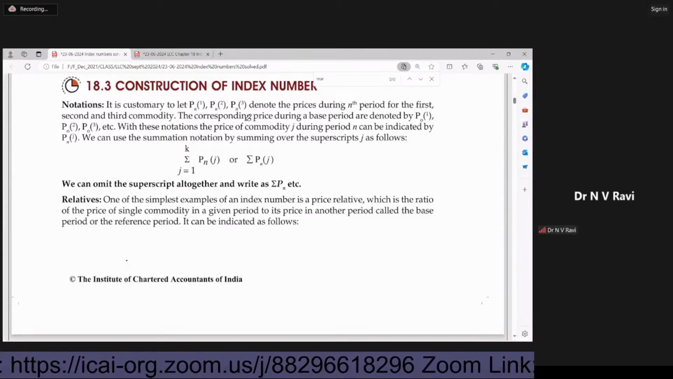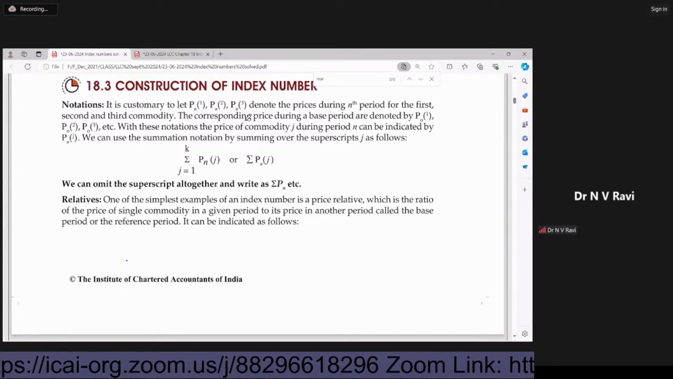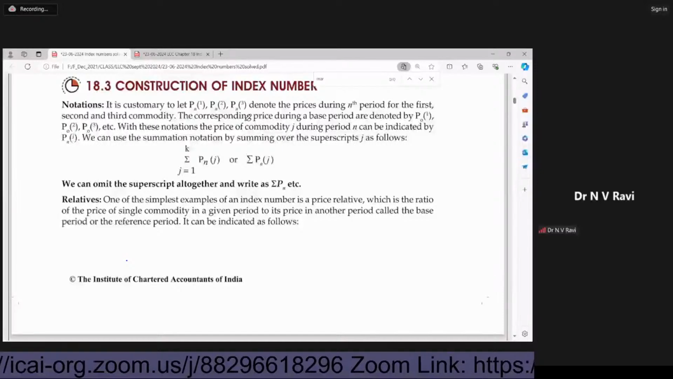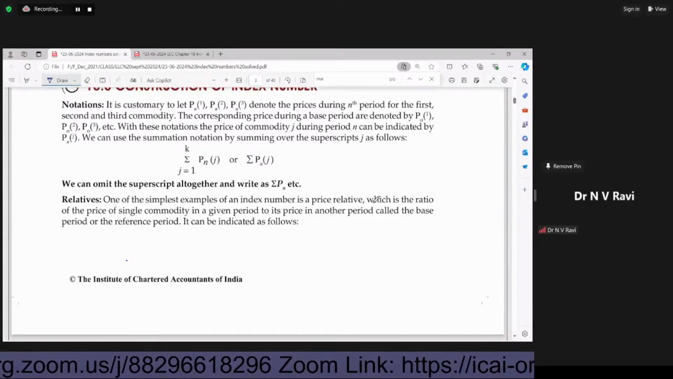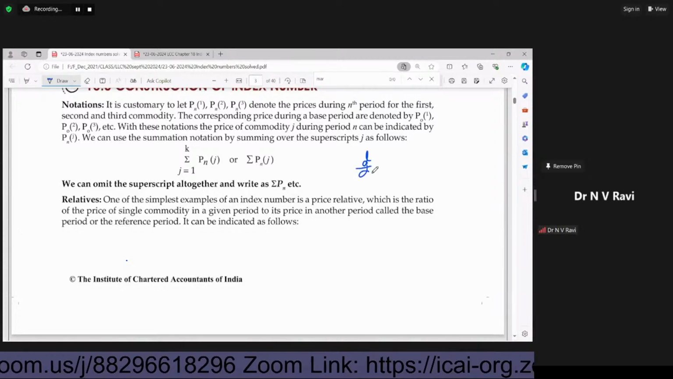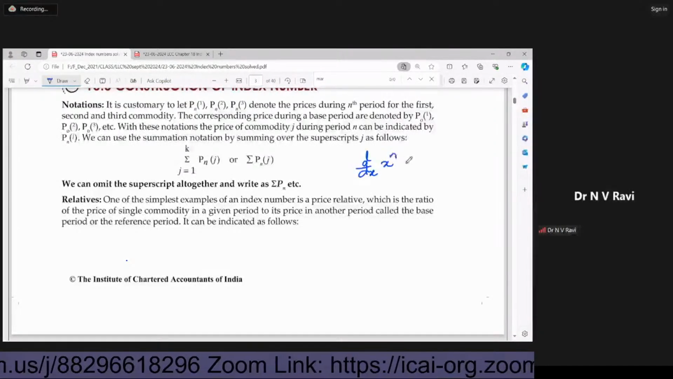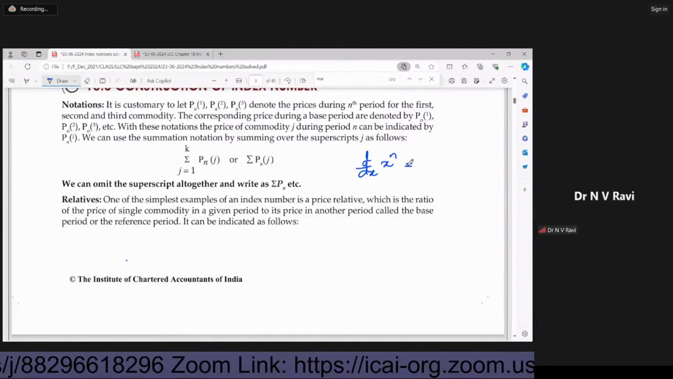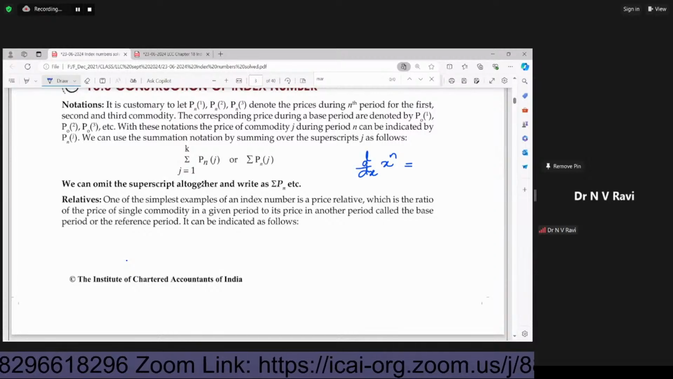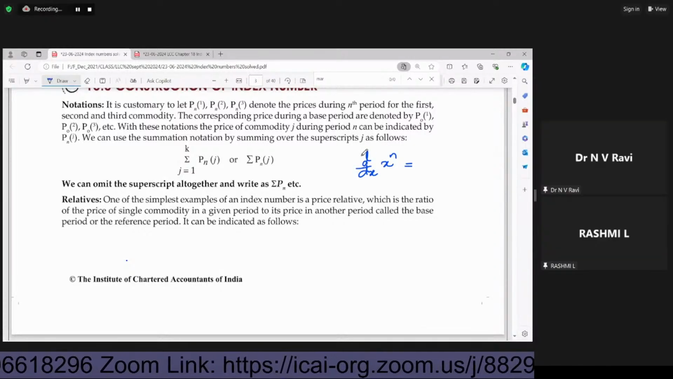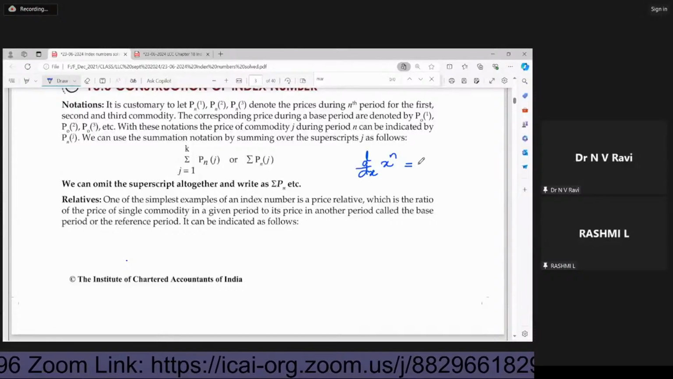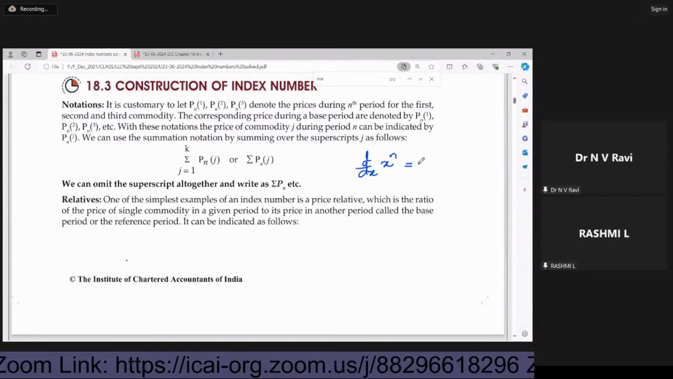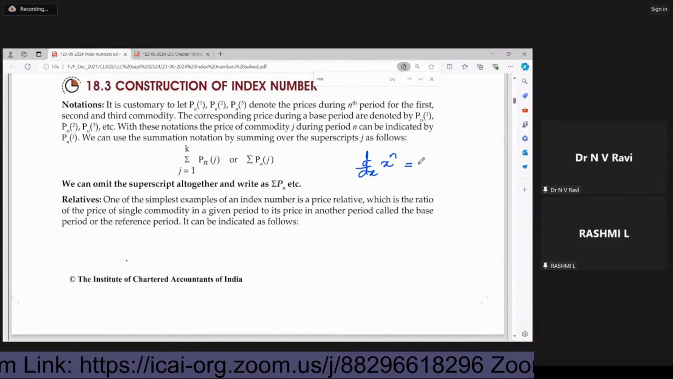D by dx of x power n, how much? Tell me. What is it, sir? Differentiation of x power n. D by dx of x raised to n, how much is this? The formula. Leave it, I'm not saying anything on this aspect. Maximum 3 to 4 questions may come in this chapter.